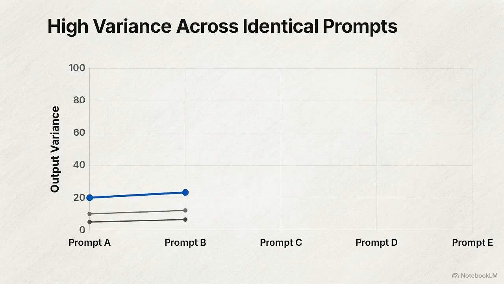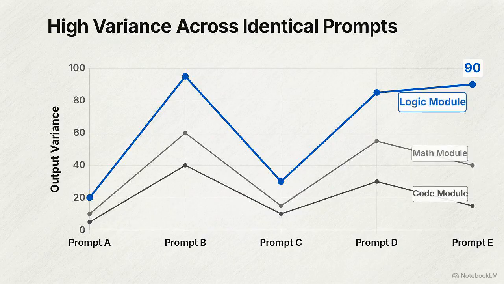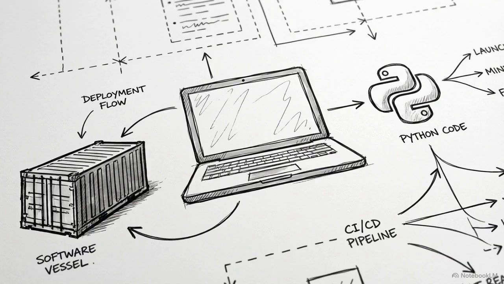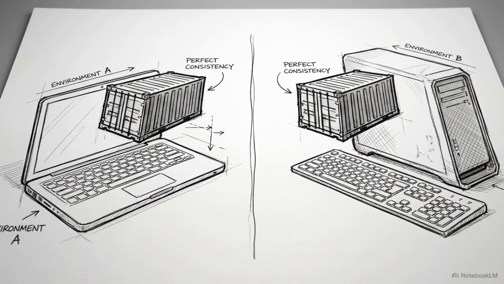This metric tracks how much a model's output fluctuates when given semantically identical prompts, and we are going to build a local pipeline to automate that measurement. To follow this tutorial, you will need Docker, Python, and an active API key from OpenAI, Anthropic, or Grok. Docker is a tool used to package software into containers, ensuring the code runs exactly the same on your machine as it does on mine.